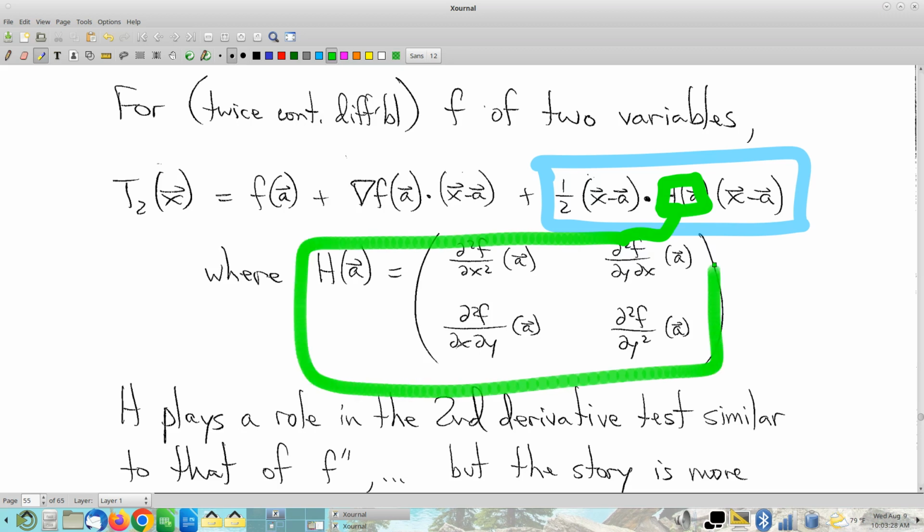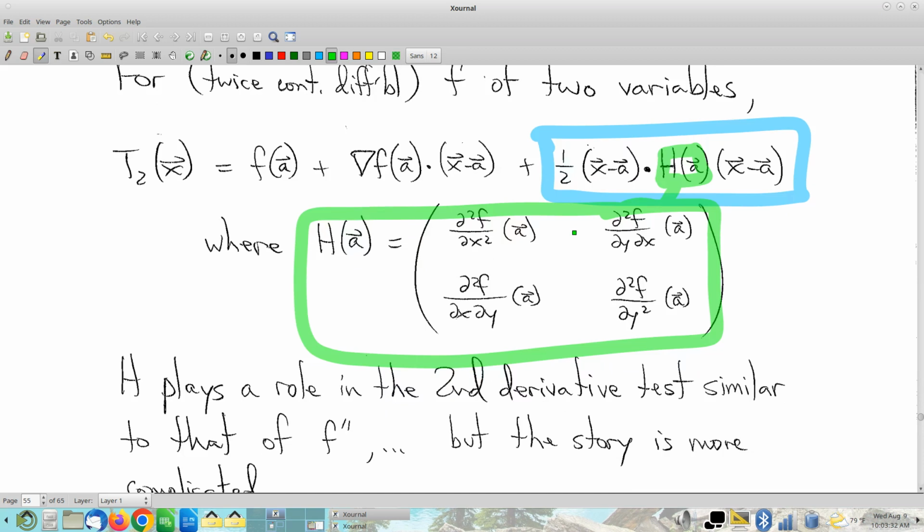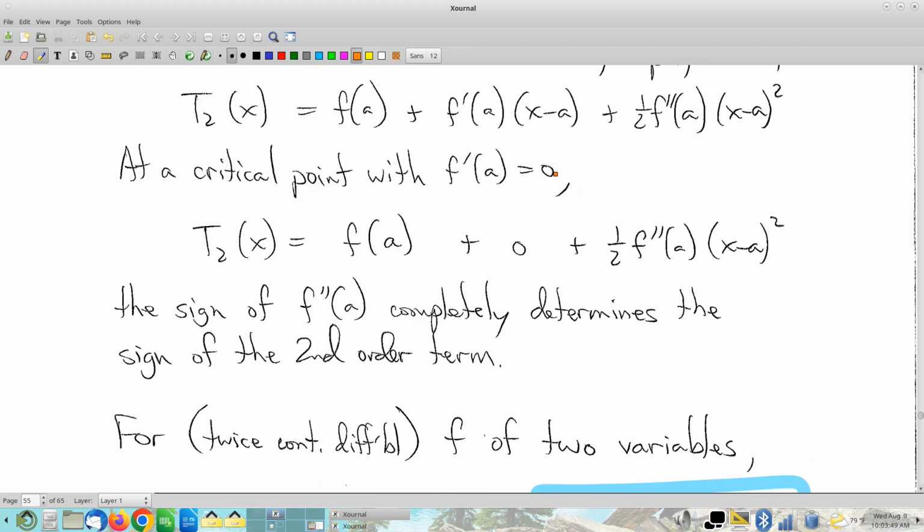It's called the Hessian matrix. That Hessian matrix multiplies by x minus a, and then whatever the result of that is, you dot with x minus a. Now, you will see a certain amount of an analogy there. It kind of looks like, well, there's 2 separate factors of x minus a. I guess that's kind of like here we had 2 separate factors of x minus a, right?